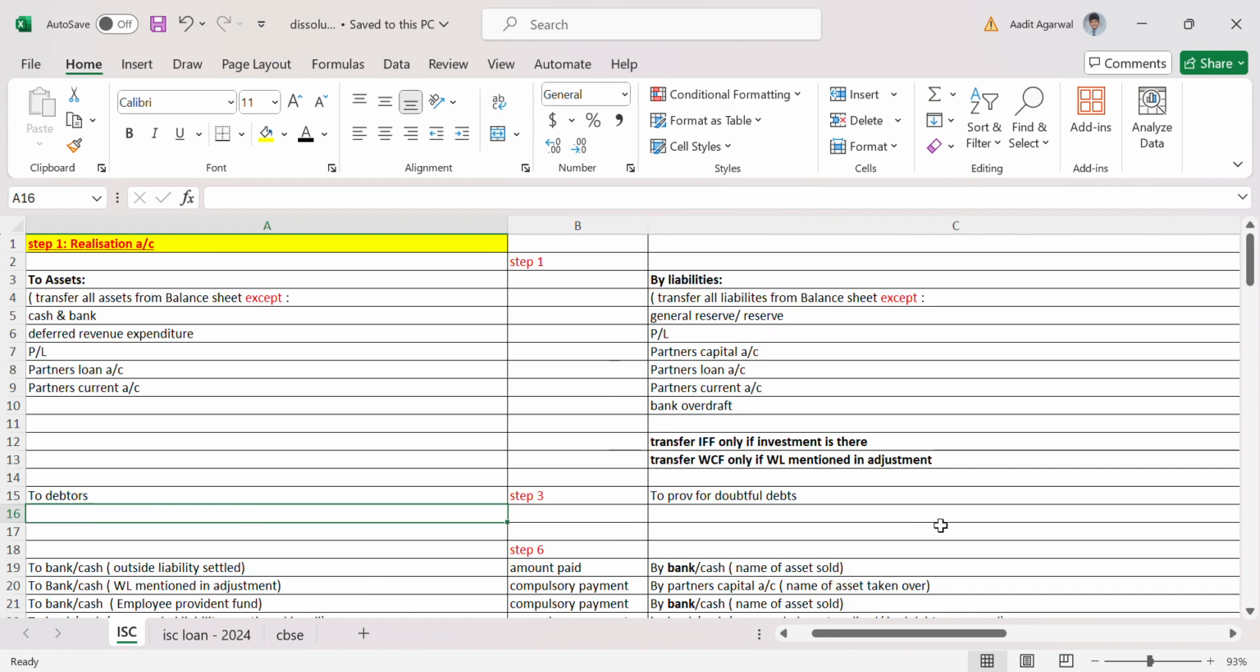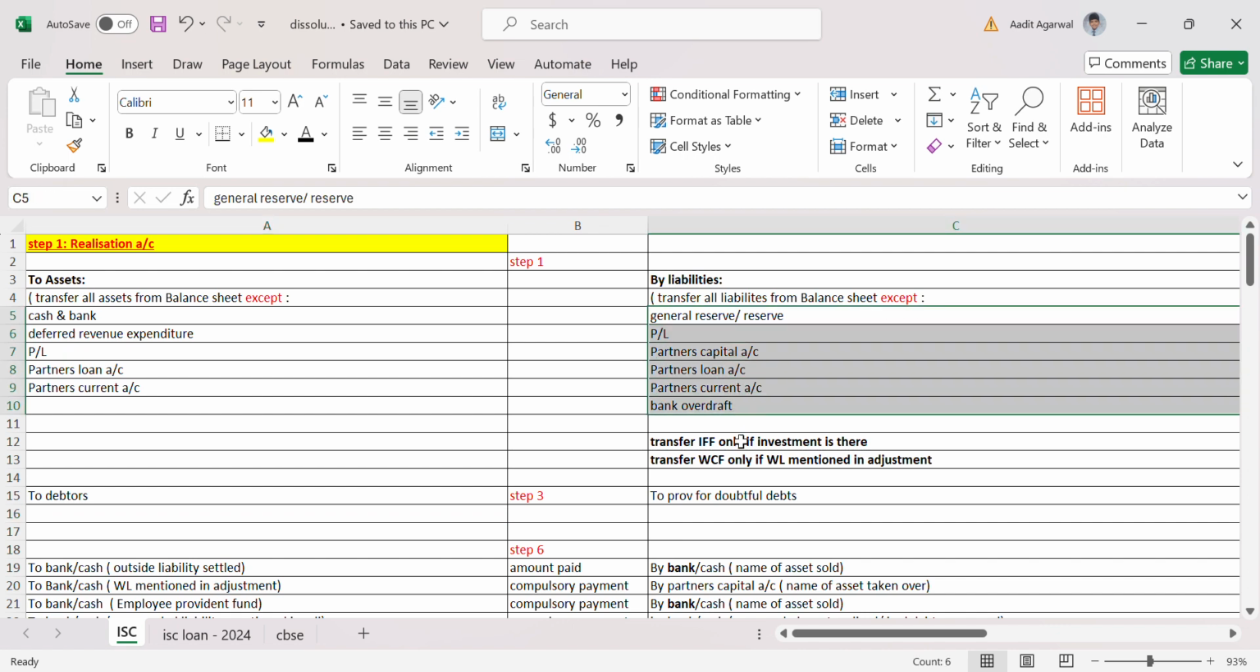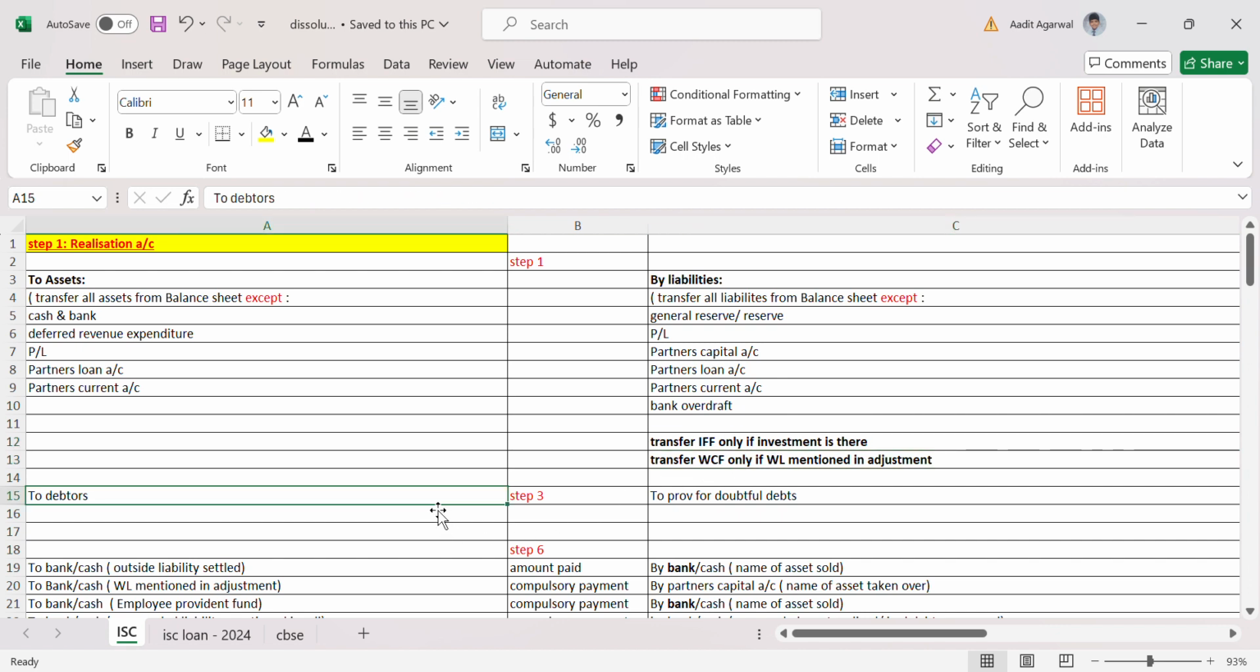So these are steps 1, 2, 3 and 4. In step 1, I repeat, transfer all the assets one by one except these. In step 2, transfer all the liabilities one by one except the ones that I have highlighted here. Remember to transfer IFF and WCF. The full amount of debtors you show here, and the provision you show here.